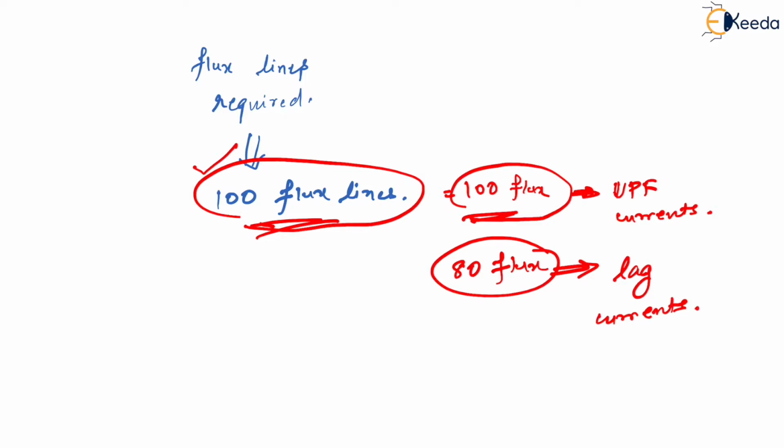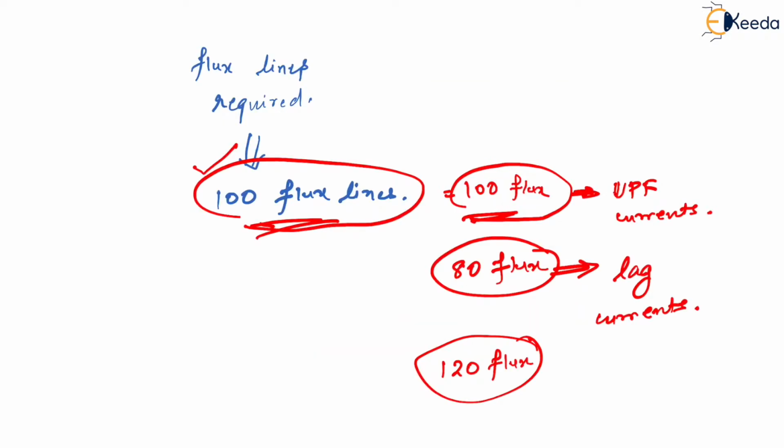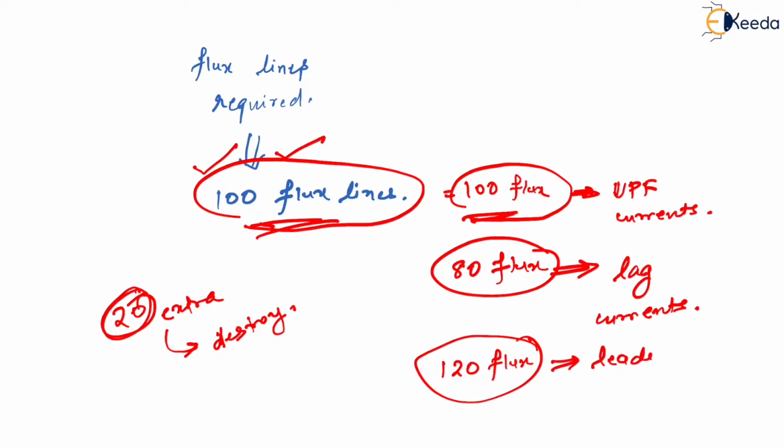And the last point: example, if the field current is able to produce 120 flux lines, it means that the required is 100, which means 20 flux lines are extra. So in order to destroy those extra 20 flux lines, we need to draw leading currents. Correct? This is how we need to understand it in terms of synchronous motor.